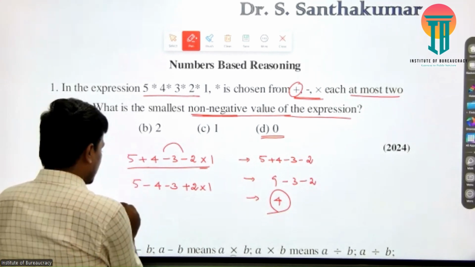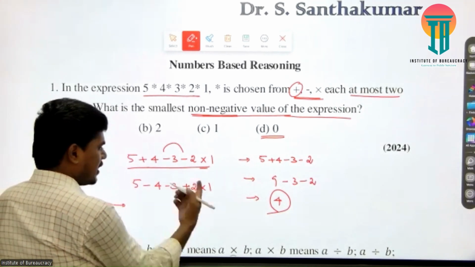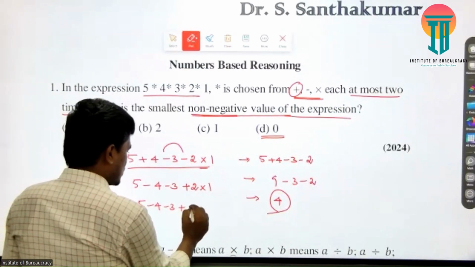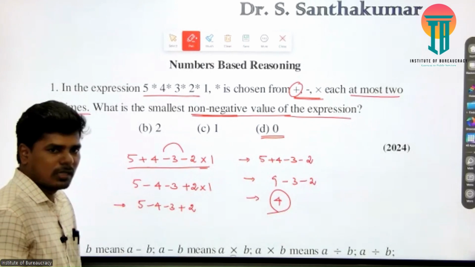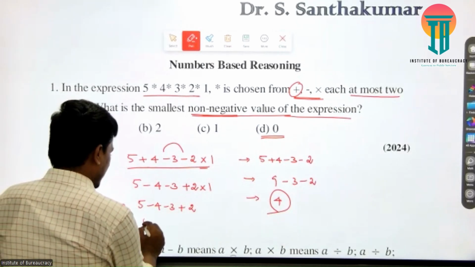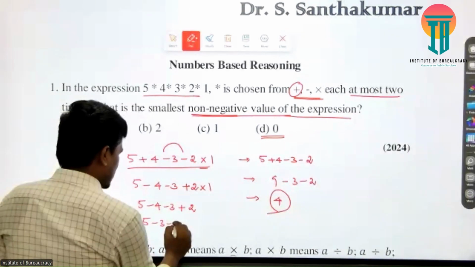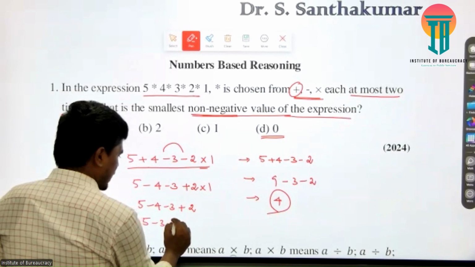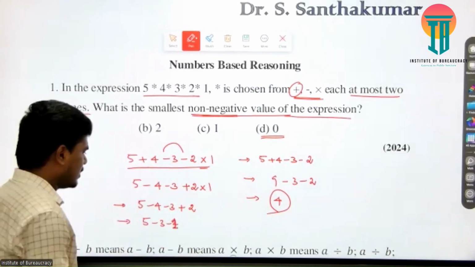As per the rule, BODMAS rule, first we have to do multiplication. 5 minus 4 minus 3 plus 2. 2 into 1, 2. Next I have to do what? Addition. So it is going to be 5 minus 3 minus addition. It is going to be minus 1. Correct? Right?